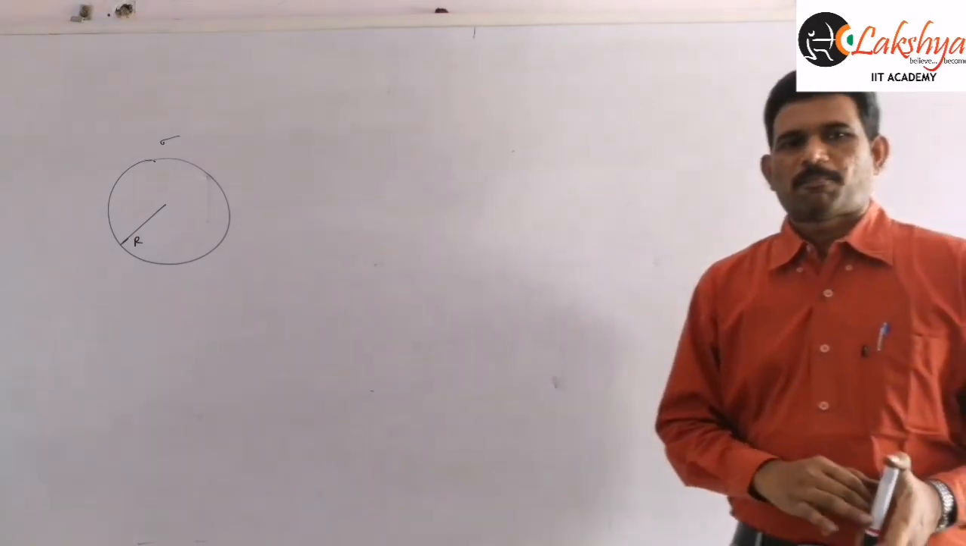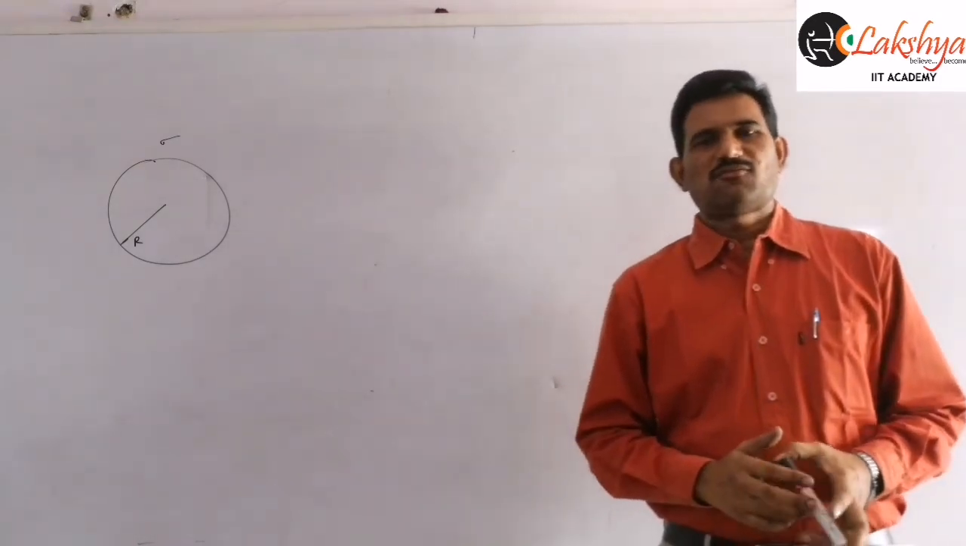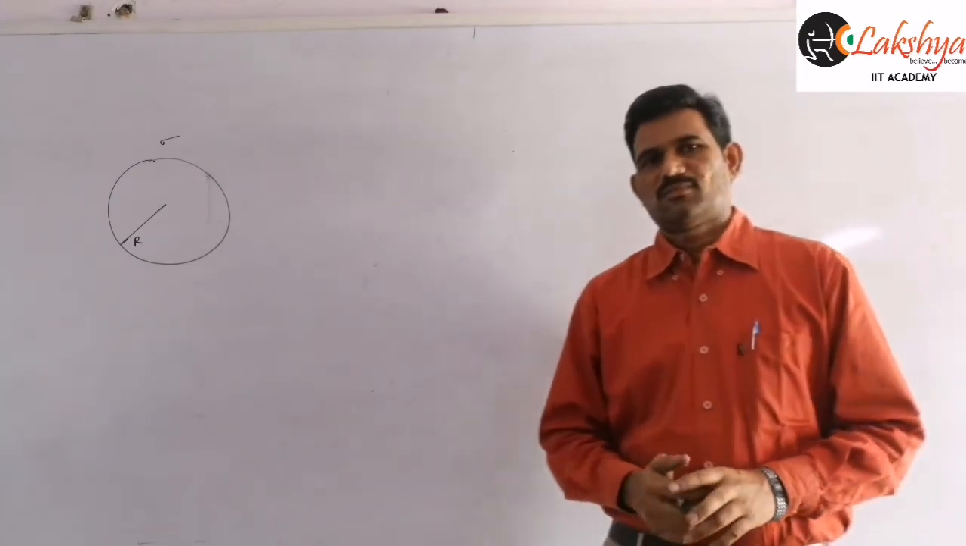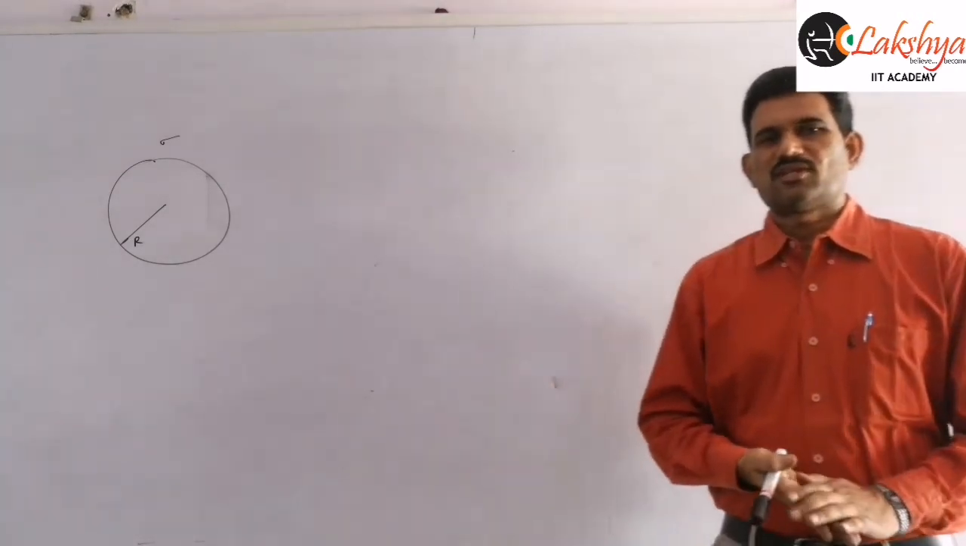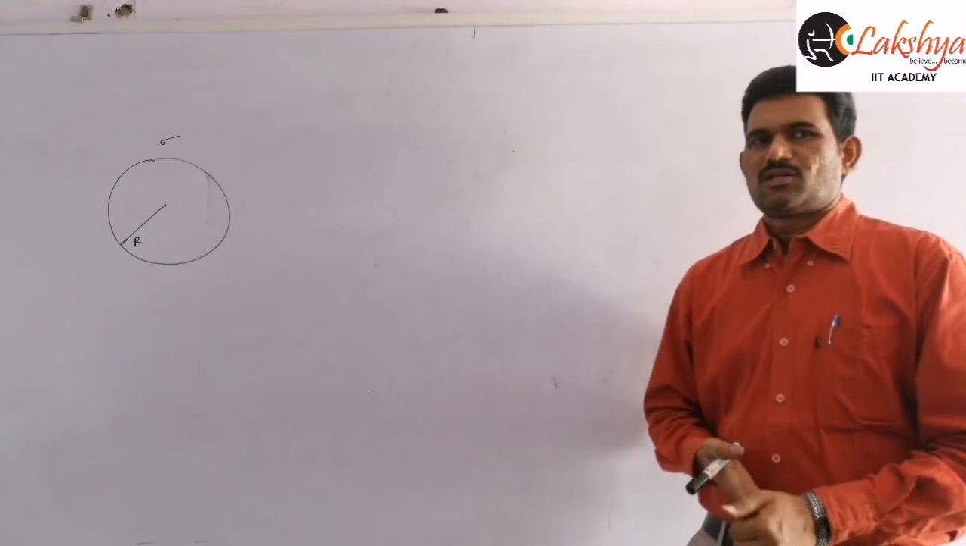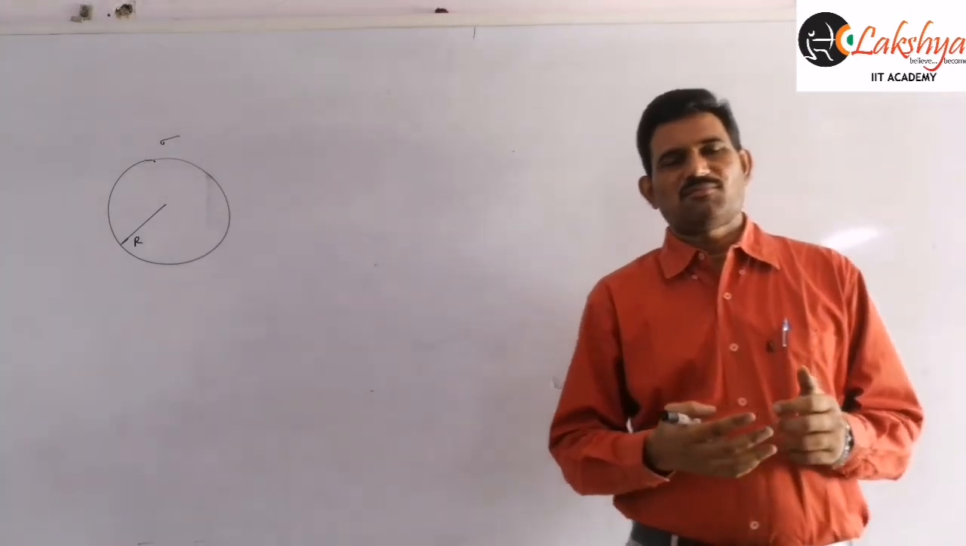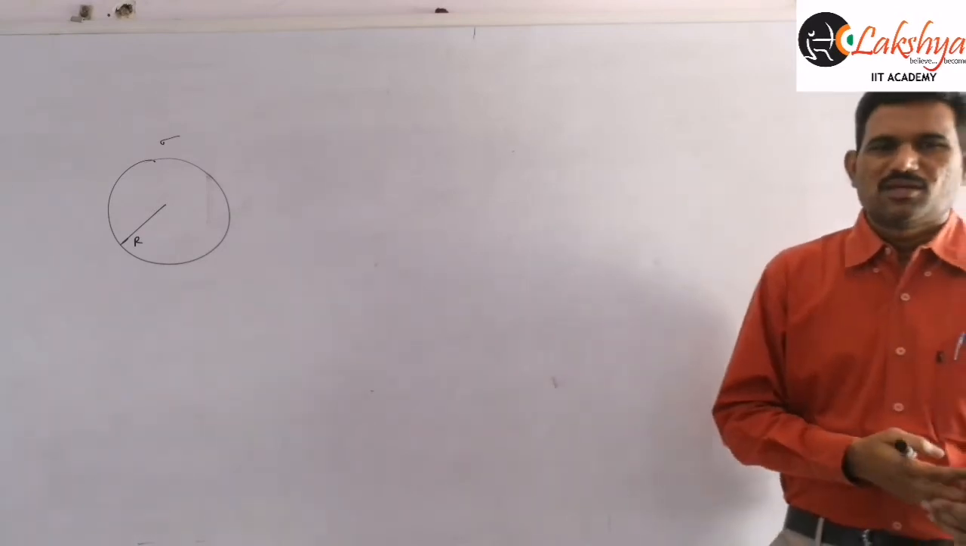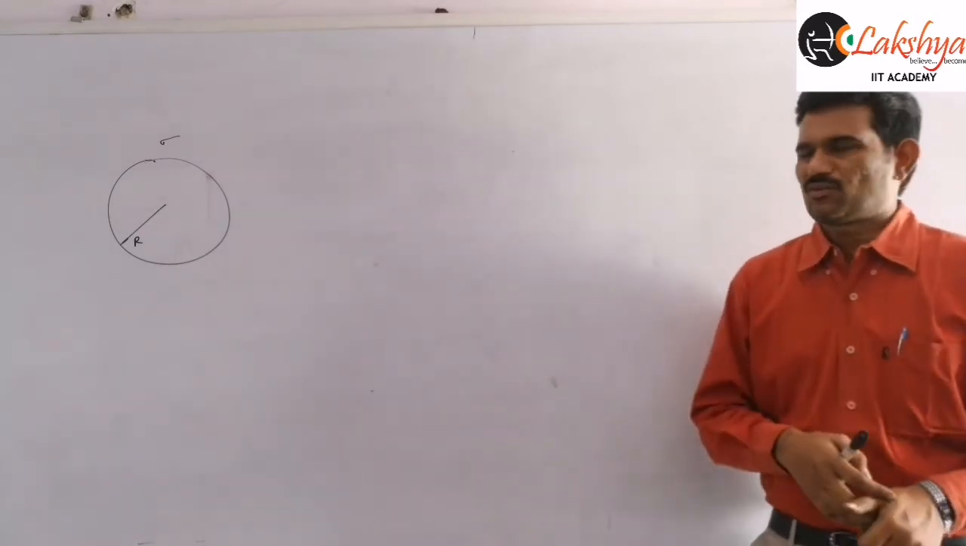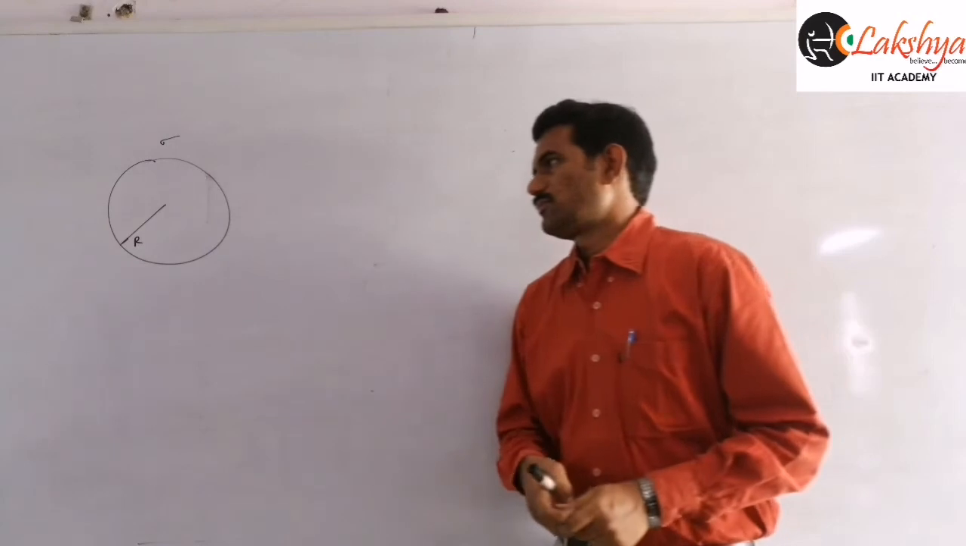Then find the self energy of the disk. That means previously we derived the self energy of only a spherical shell and a solid sphere. Now for the disk we just need to derive here. I am asking that as a question.